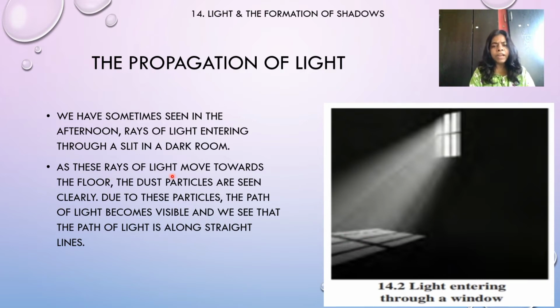As these rays of light move towards the floor, the dust particles are seen clearly. Due to these dust particles, the path of light becomes visible and we see that the path of light is along straight lines. See children, how we are able to see these rays of light? It is because of the dust particles, children.